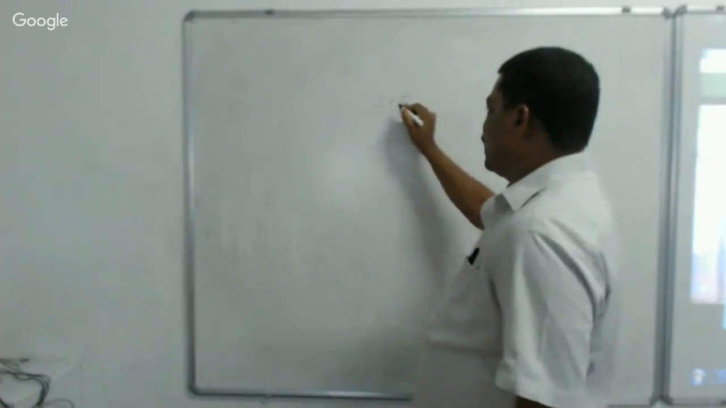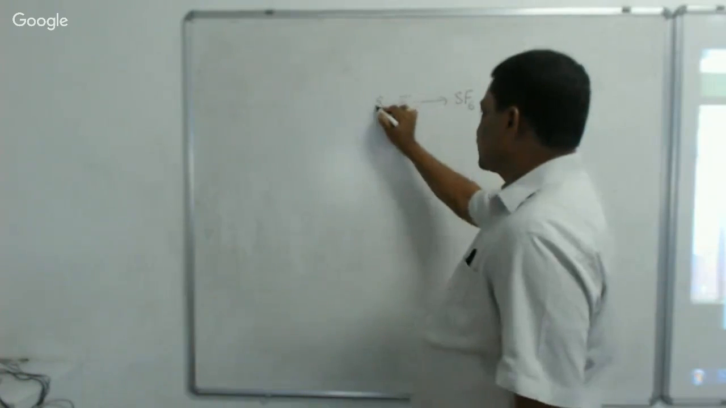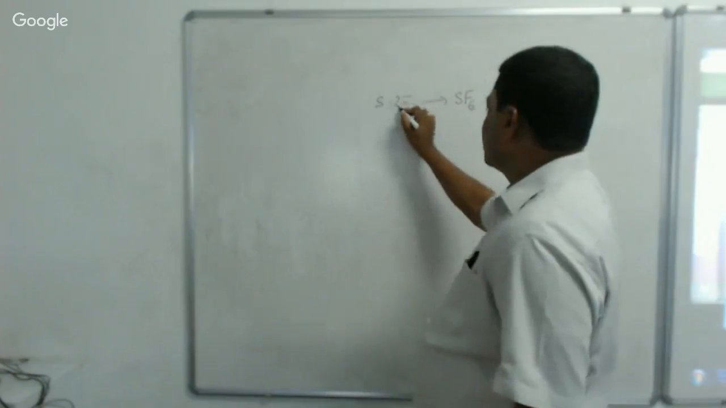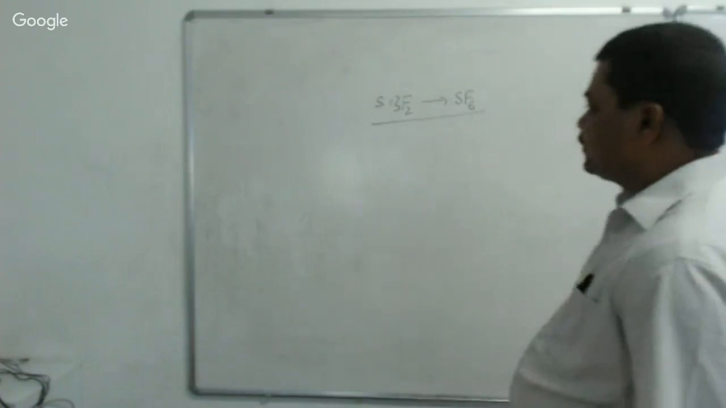So when sulfur reacts with fluorine, it forms SF6. Now is it clear? Sulfur hexafluoride.